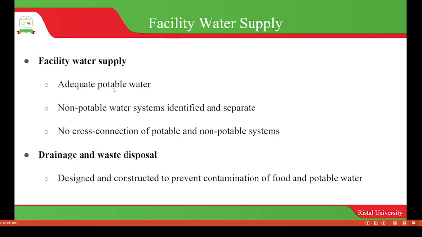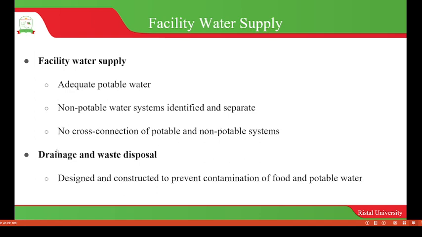So the potable water should be adequate, and then we should ensure that the non-potable water systems are identified clearly and they should be separated from potable water systems, and there should be no cross connection of potable and non-potable water systems. This is to avoid contamination of the potable water.